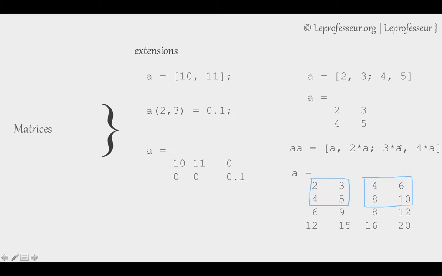So 3 multiplied by A. So what it does is multiply every element of A by 3. So 3 multiplied by 2 is 6. 3 multiplied by 3 is 9. Okay, and then 3 multiplied by 4 is 12. 3 multiplied by 5 is 15. So that becomes the next entry.